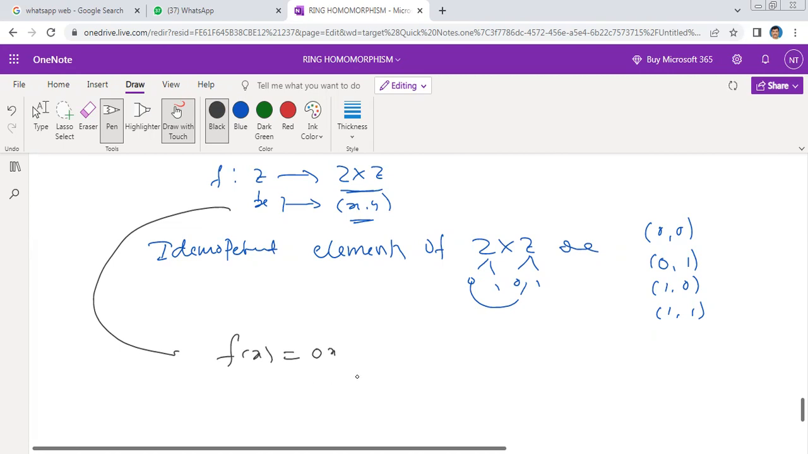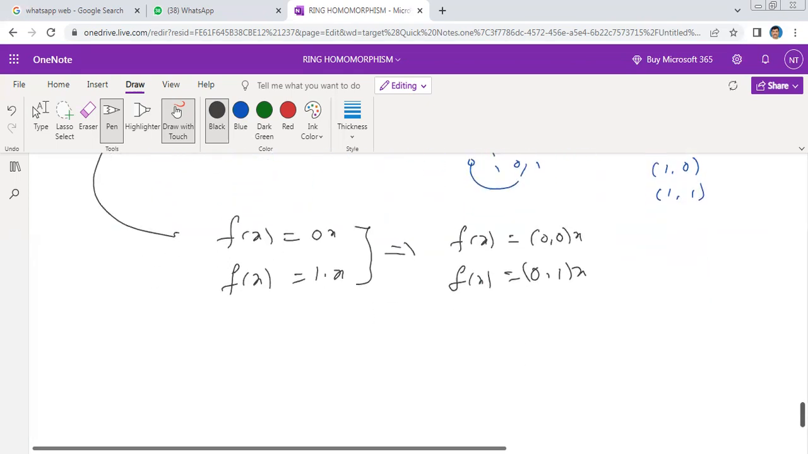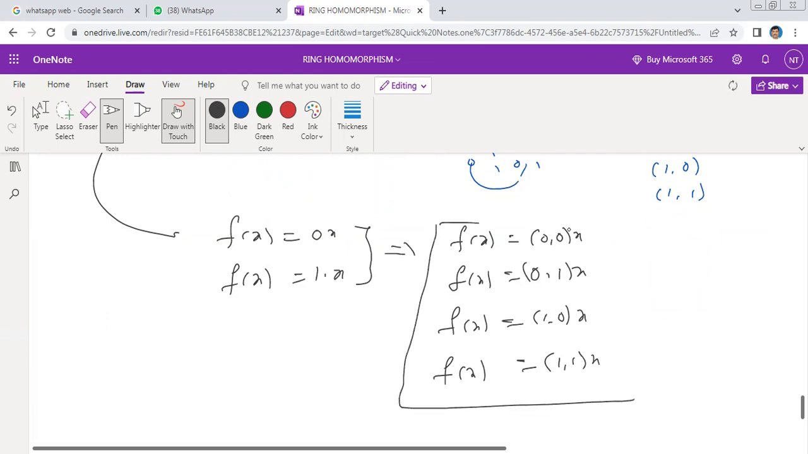One is 0 times x, another is f of x equals 1x. Am I right? But the elements here are ordered pairs, so f of x equals (0,0)x, f of x equals (0,1)x, right? Another element is f of x equals (1,0)x, and f of x equals (1,1)x. These 4 are the 4 ring homomorphisms.